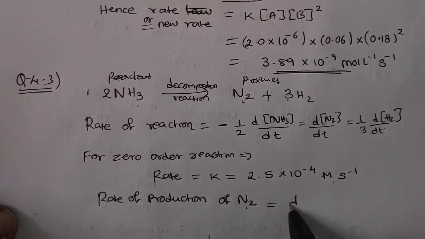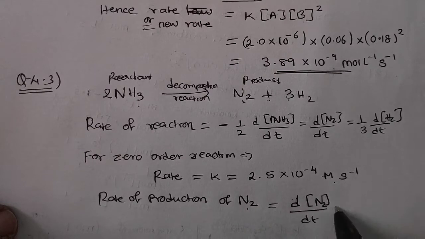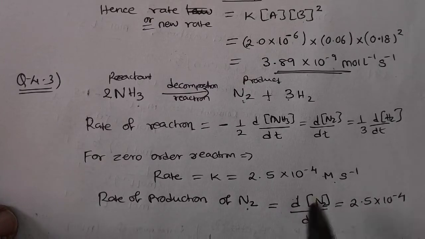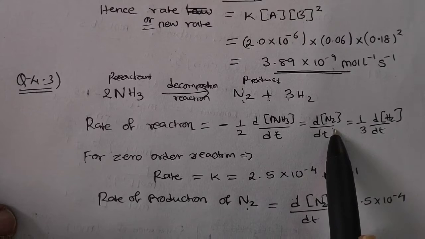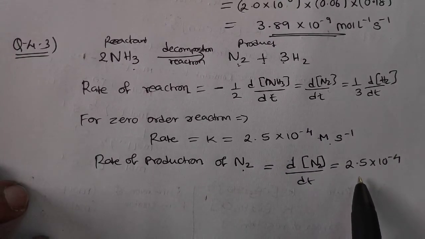So in that it will be d by dt of N2 is equal to 2.5 into 10 raised to minus 4. Why? Because there is nothing else here, you can see this is the part I am talking about. So that is equal to K, what we have seen, rate is equal to K.